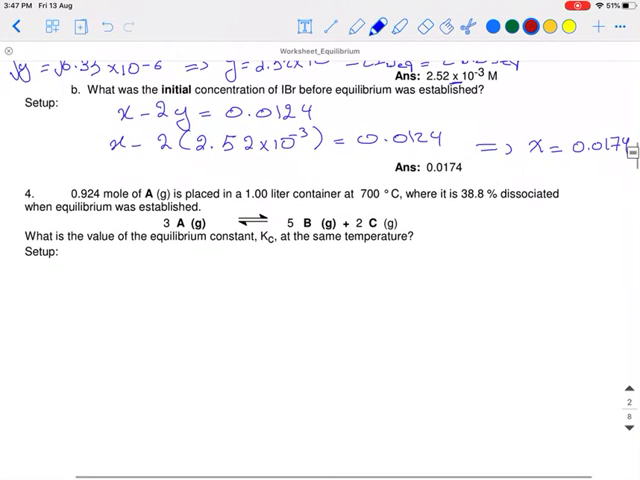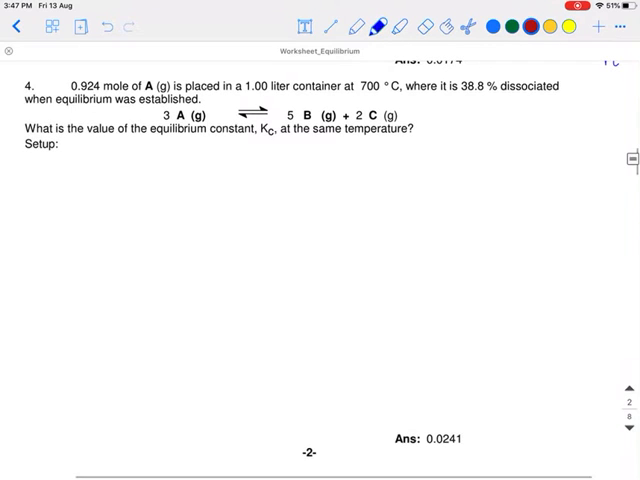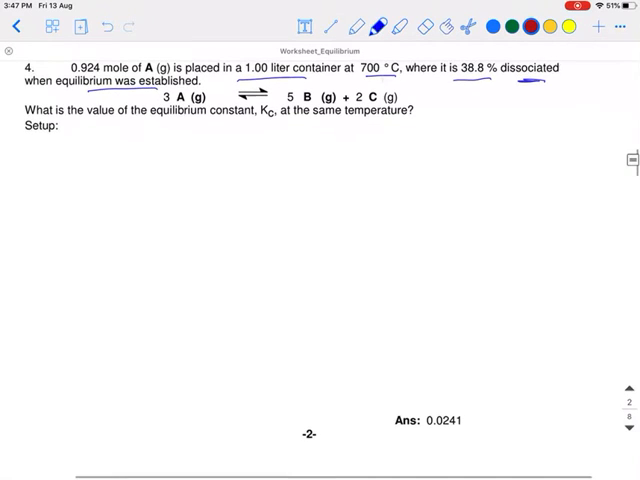In number 4, 0.24 mole of A is placed in a 1 liter container at 700 degrees, where it is 38.8% dissociated when equilibrium was established. What is the value of the equilibrium constant? Okay, again, I'm dealing with equilibrium, so I will construct the table.